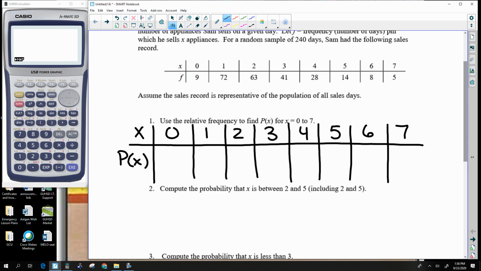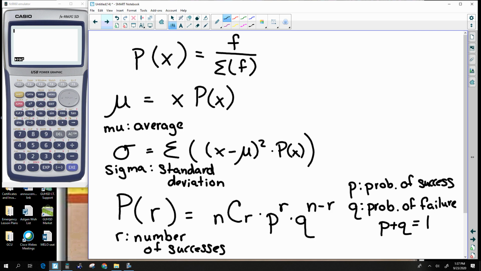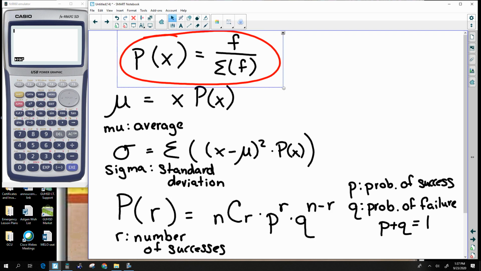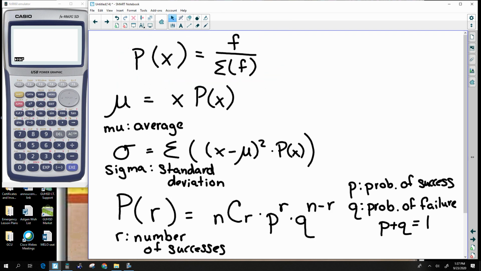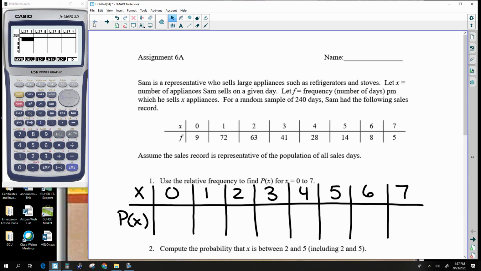All right, so you'll recall from the formula sheet that I just gave you, the probability is F divided by the sum of F. So here's what we're going to do. We're going to go to our calculator. We're going to go to that stat screen. We have these two lists. And let me go back here. All right, what I'm going to do is I'm going to put the X's into list 1.